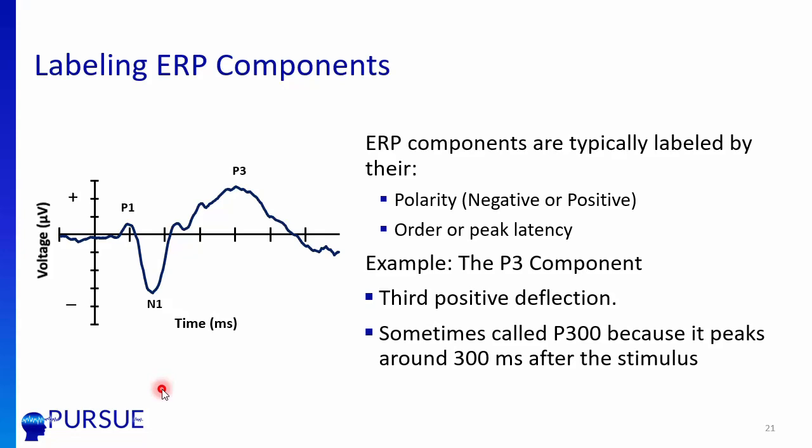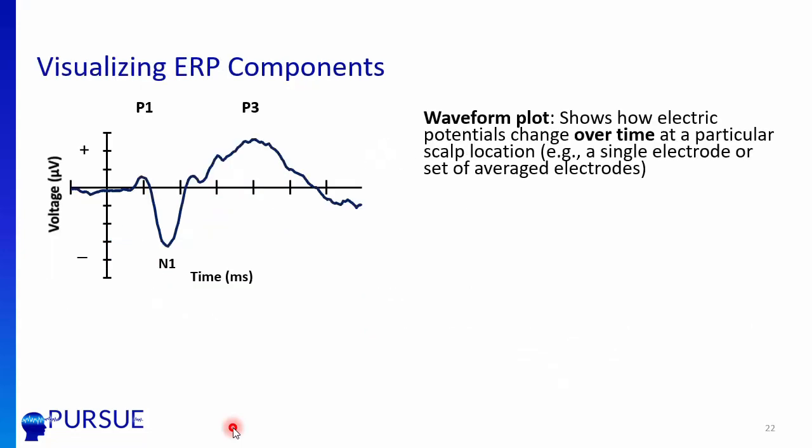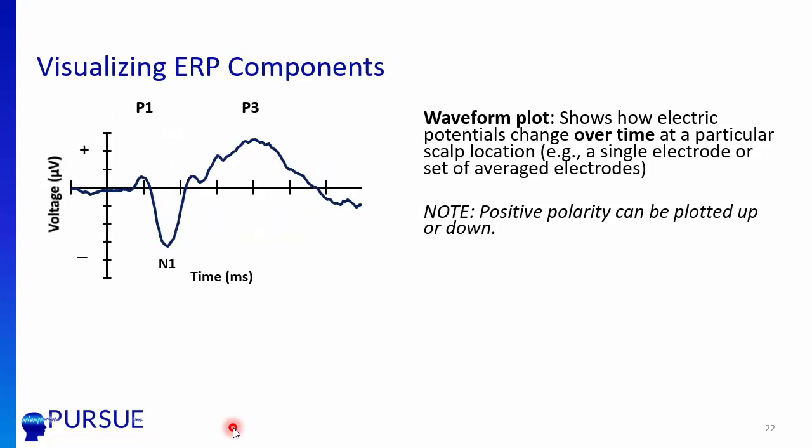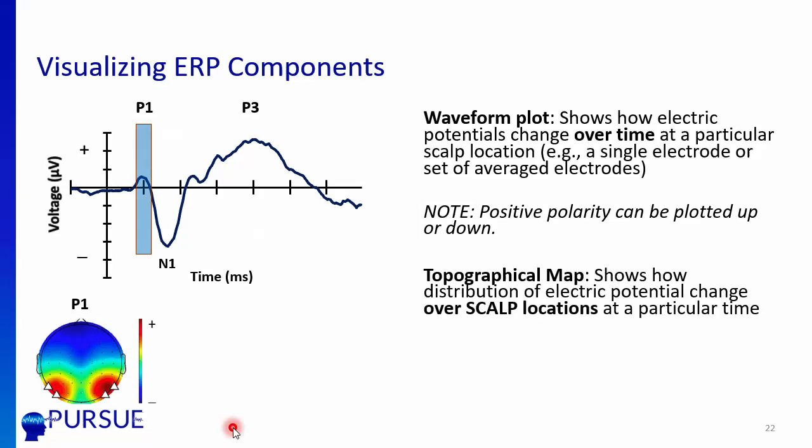Another example is that sometimes the components are labeled by the time that they happen. So sometimes people call this ERP the P300 because it peaks around 300 milliseconds after the stimulus. Now the waveform plot shows the changes in electrical activity at this electrode over time. Could be a single electrode. Sometimes it's a collection of electrodes, averaged, so you'd have to look carefully at the figure to interpret that. Positive is up in this graph, but sometimes people plot negative up as well. And you have to be aware that that's going to change the polarity of the waveform, so you want to take a look at that.